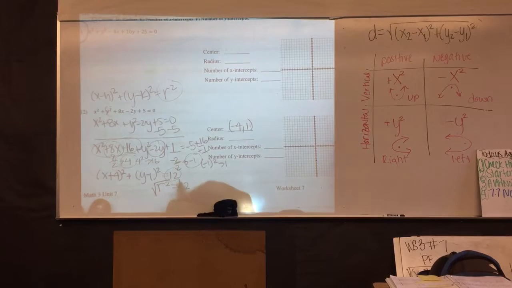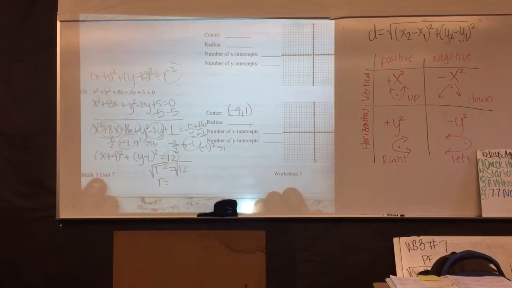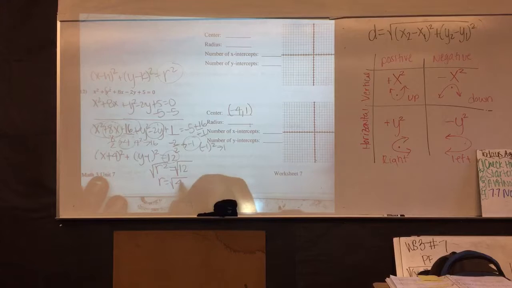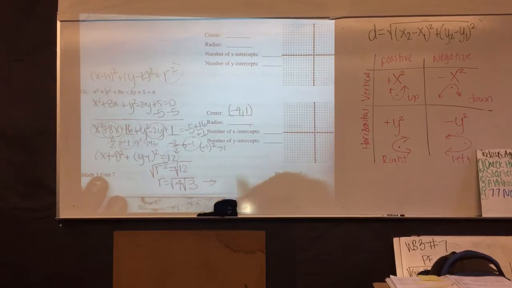We're going to square root. The radius is always positive, so I don't need plus or minus or absolute value. But then I need to break down the 12. 12 is 4 times 3, and the square root of 4 is 2. So you're going to get 2 square root 3 for your radius.